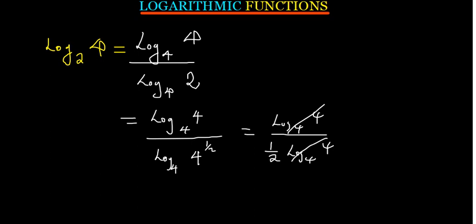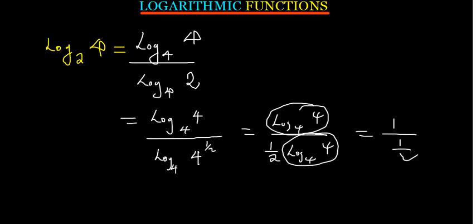Now this log can cancel with this log. Or what I'll just say is that log of 4 in base 4 is 1. Log of 4 in base 4 is 1. So this is going to be 1 divided by 1 over 2. The answer is going to be 2. So basically that is the evaluation of these logs.